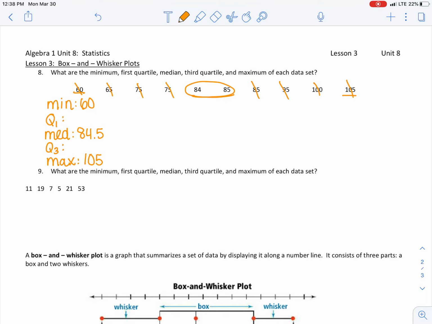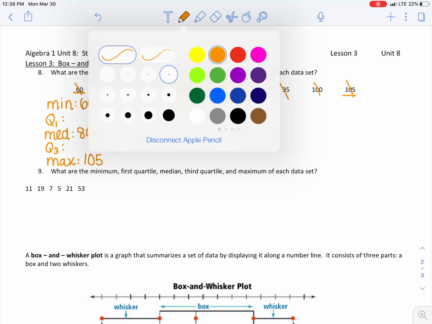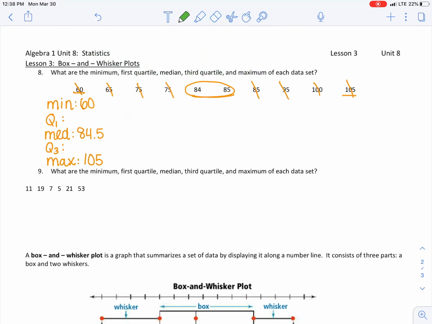Now, we haven't done an example like this yet, but whenever you have two numbers in the middle, you look at the lower values, everything up to this point. That's going to help you find Q1. And then for Q3, you're looking at the 85 and everything above that.